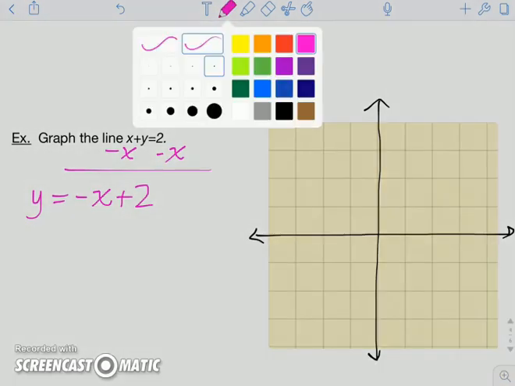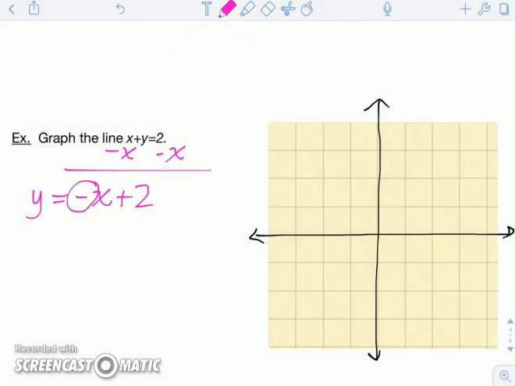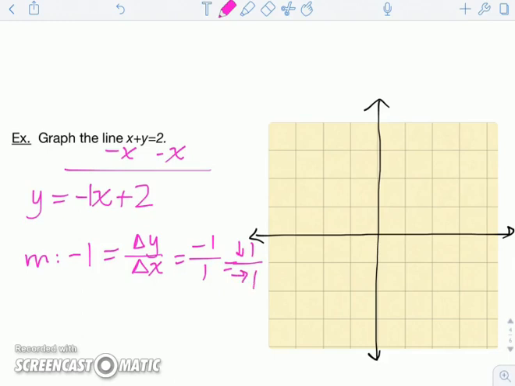I'm going to note that in this case, my slope is this number. When there's not a number there, I really know it's a 1. So my slope is -1, which I know is the rise, the change in y over the change in x. So it's really -1 over 1. So I'm going to go down 1 and then to the right 1. And my y-intercept here is 2.